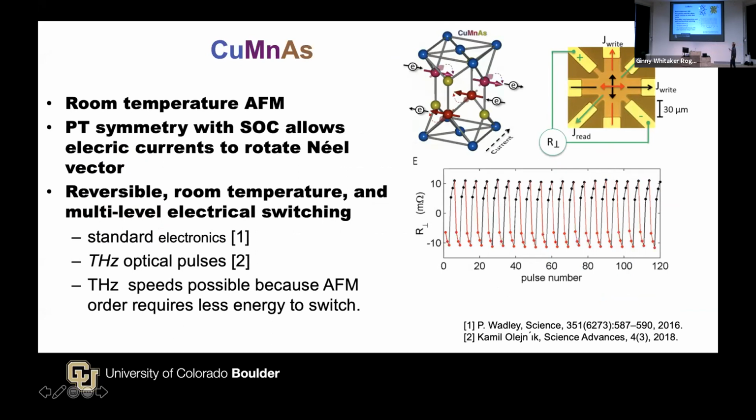And they have a special arrangement. They're symmetric spatially, but they're anti-symmetric according to the spin. And so there's a PT symmetry, and due to the spin-orbit coupling, the electric currents are able to rotate the Néel vector. And so that's what's happening here. As they're sending the current either this direction or this direction, they're rotating the Néel antiferromagnet direction from this way to this way, okay?